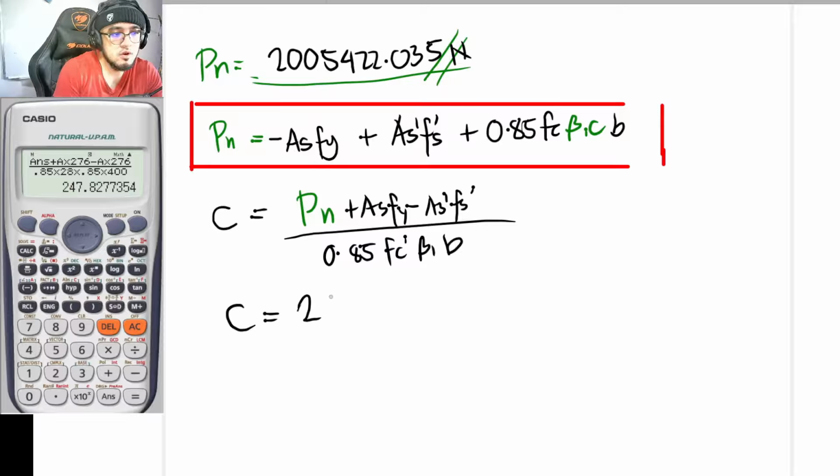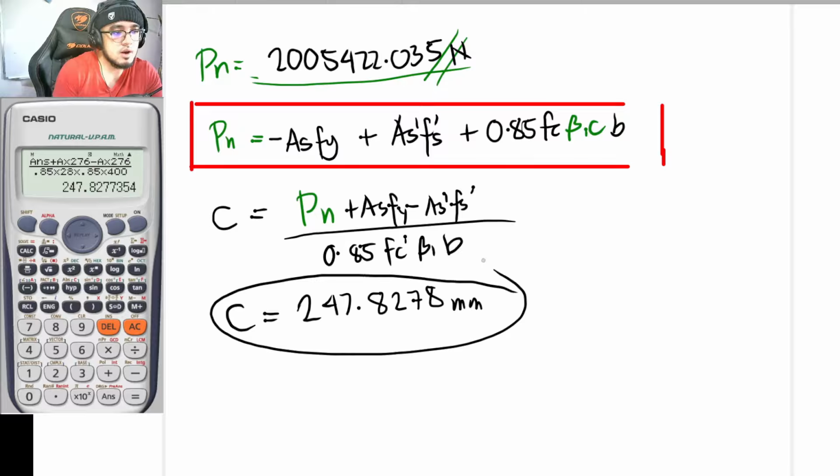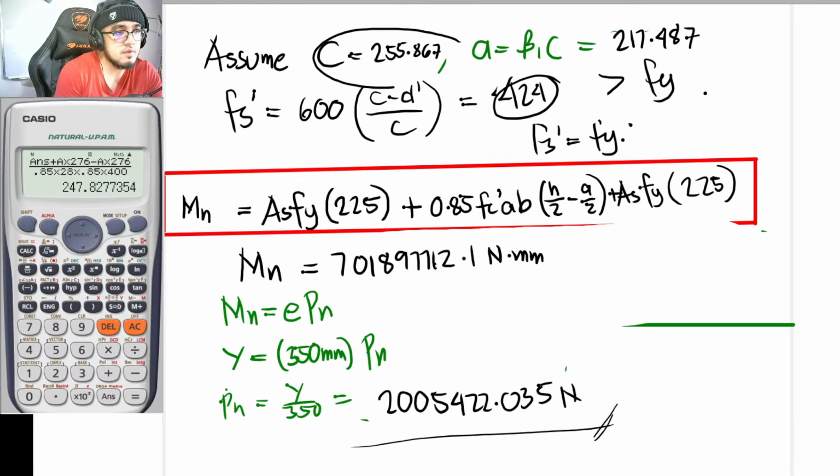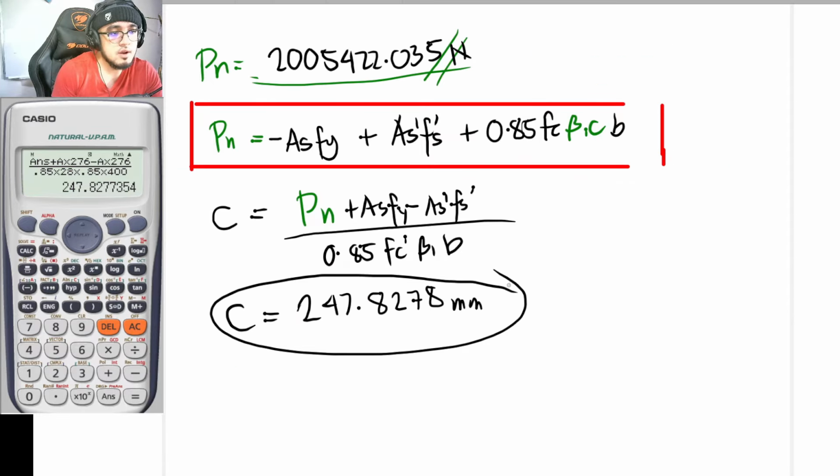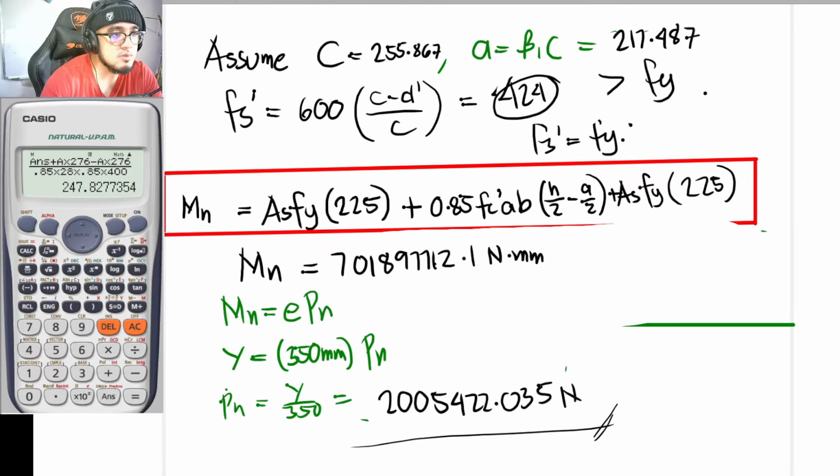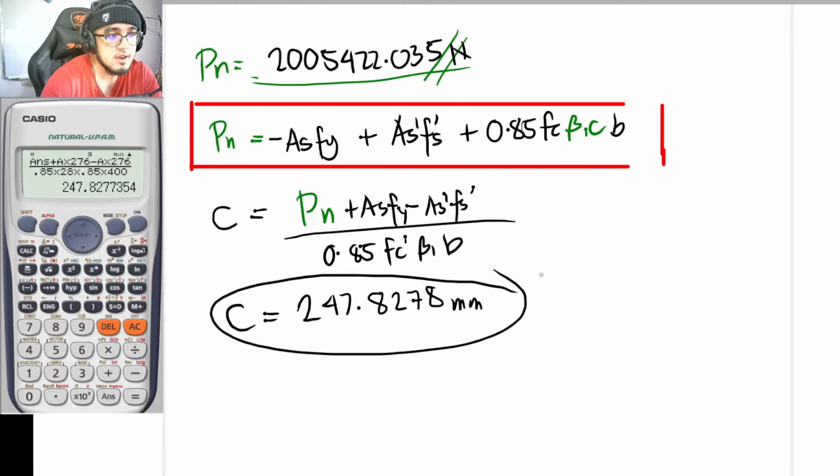Okay, so 247.8278 millimeters. Our assumption here was 255, so let us now try for another one. However many iterations you need, you will repeat this over and over up until your assumption C is equal to your answer already. So this is a repetitive process up until, of course, your desired C.